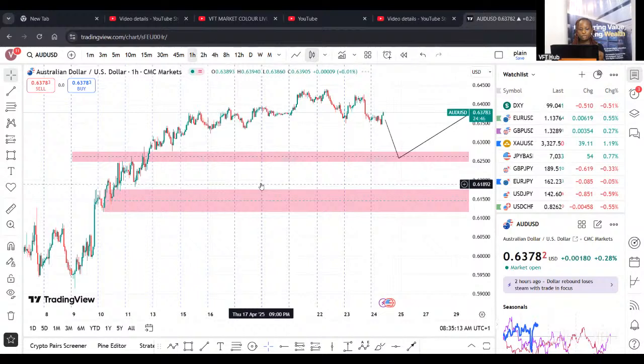All right, so that's pretty much it. As a recap, my point of interest or my perspective on AUD/USD is temporal sell-offs of this asset class to now resume the buy. So it is a sell to buy move that I am looking out for.